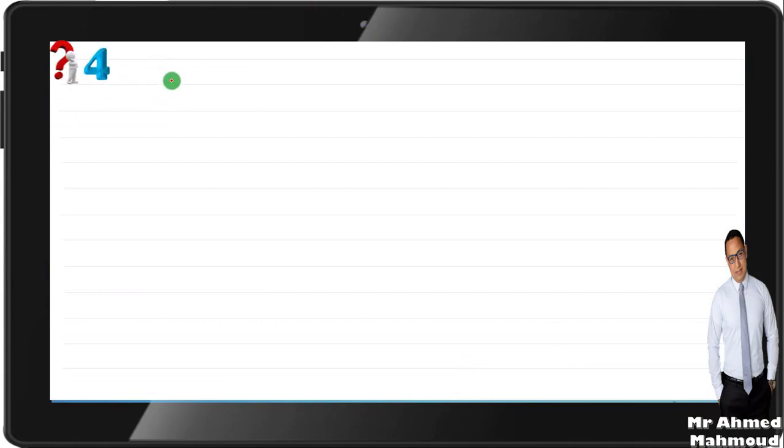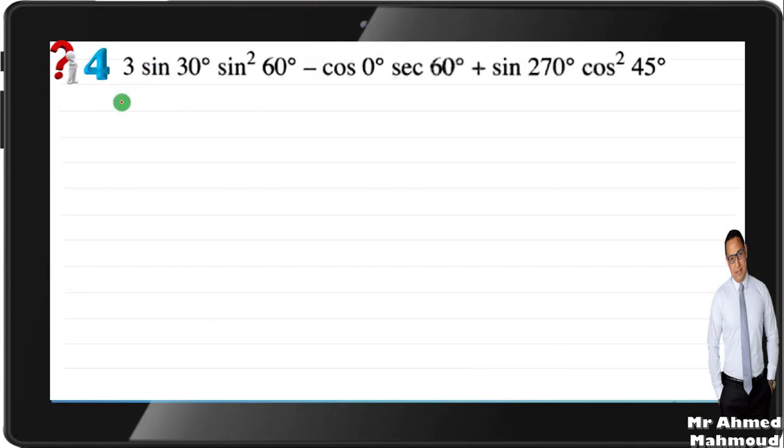Now number 4: 3 times sine 3, 1 over 2 times sine square 60. Sine 60 equals root 3 over 2, all to the power of 2, minus cosine 0 equals 1, times sec 60.